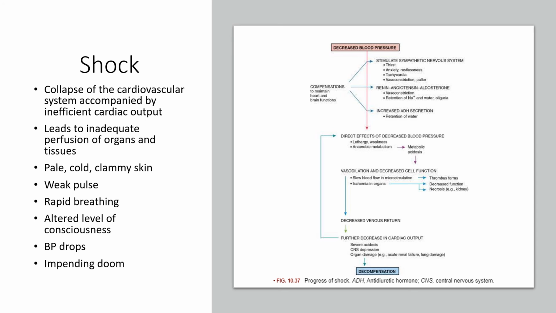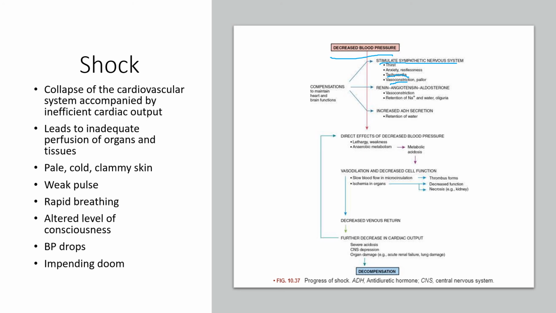So with the decreased blood pressure, these are all the phenomena that happen. Why do we get this increased thirst? Because we are stimulating the sympathetic nervous system. We are stimulating all the excitation aspects. So thirst is going to increase, anxiety and restlessness are going to increase. We're going to have an elevated heart rate, how many times our heart beats per minute, and we're going to get vasoconstriction, which is going to lead to further increase in blood pressure and heart rate.